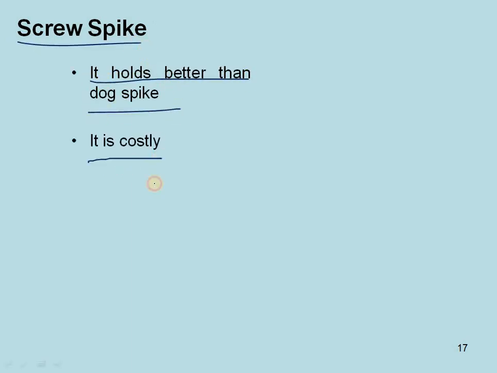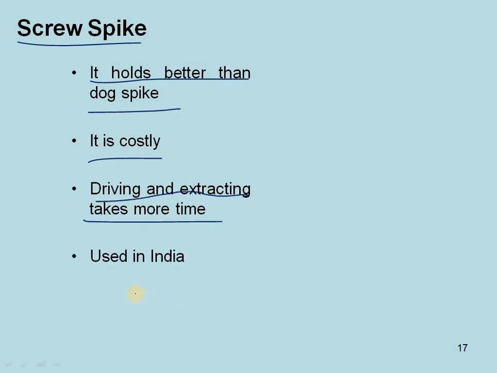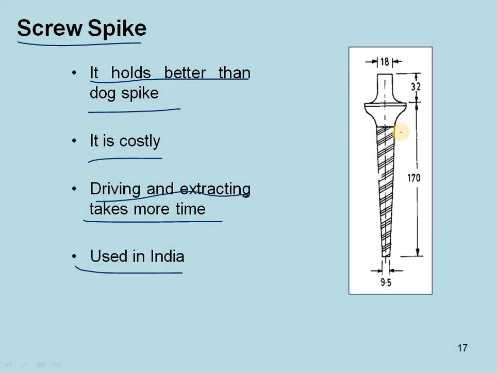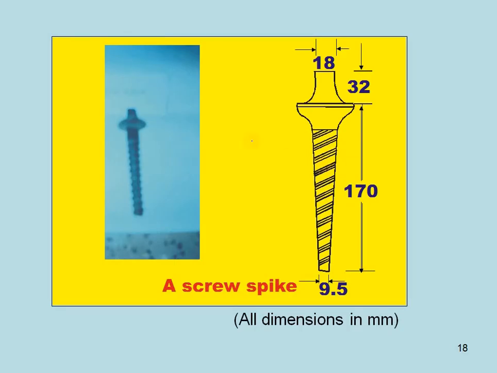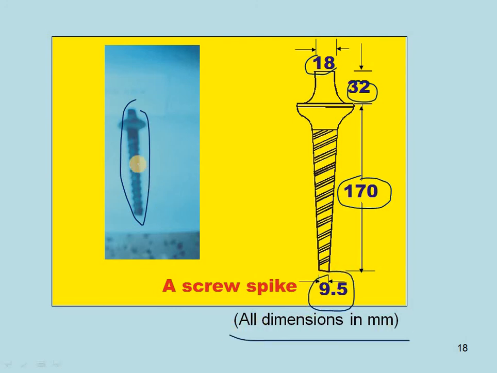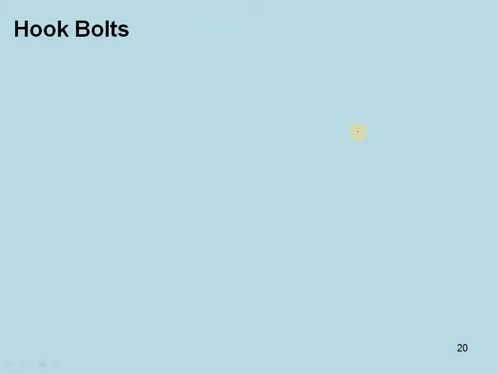Next one is screw spike. It holds better than dog spike. It is costly. Driving and extracting takes more time, used in India. So this is screw spike. So like this it will be there. The top you can see 18, 32 and 170 mm height, and the bottom one is 9.5. So this will be tied in the screw threading.